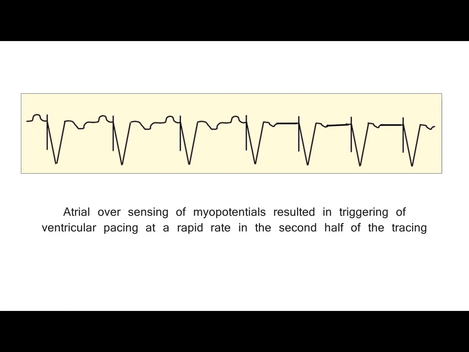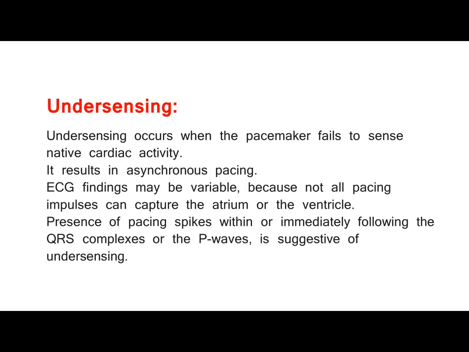Undersensing. Undersensing occurs when the pacemaker fails to sense native cardiac activity. It results in asynchronous pacing. ECG findings may be variable, because not all pacing impulses can capture the atrium or the ventricle. Presence of pacing spikes within or immediately following the QRS complexes or the P waves, is suggestive of undersensing.